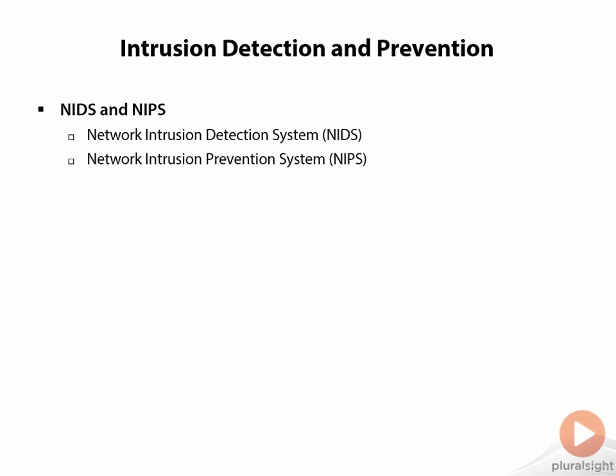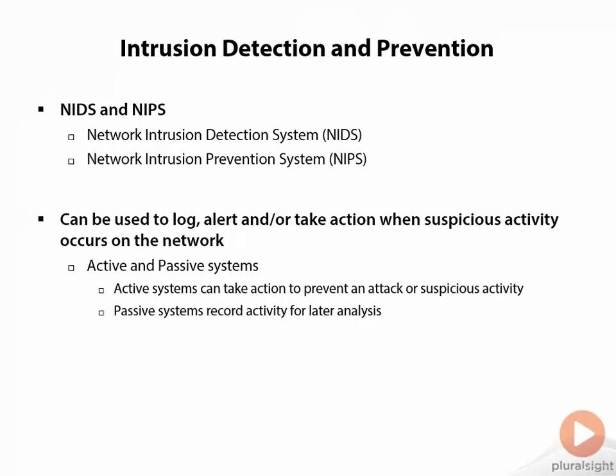So network intrusion detection systems and prevention systems vary a little bit in how they actually operate. There's a lot of commonality, but the action that they take, or the lack of action that they take, is what differentiates the two. They can be used to log, alert, or take action when suspicious activity occurs on the network.